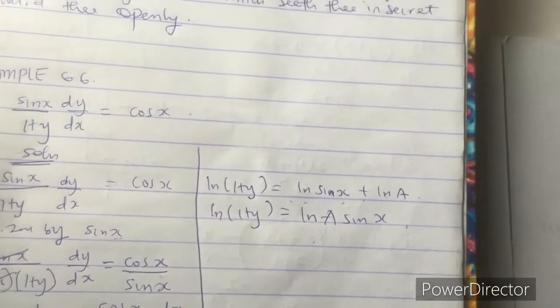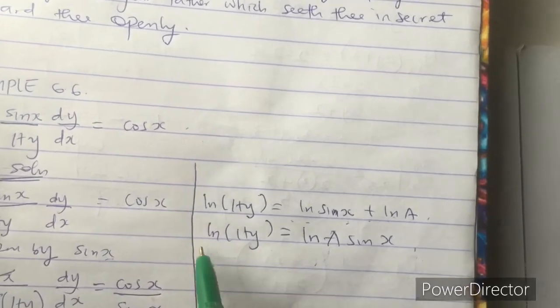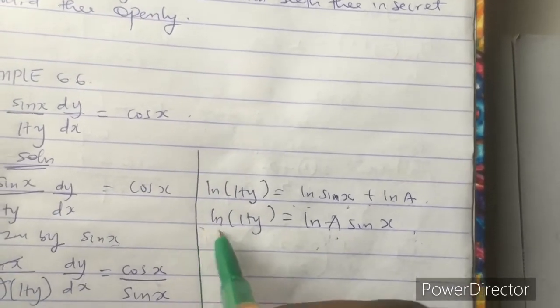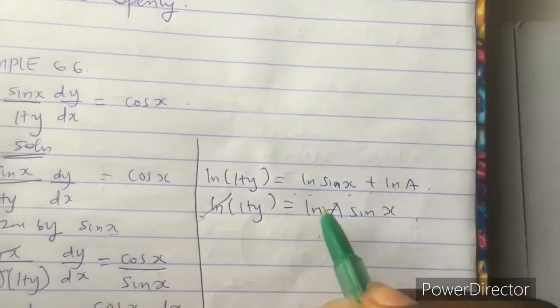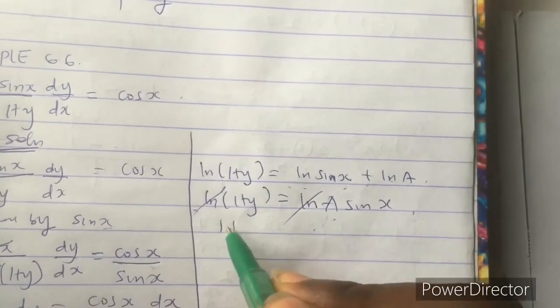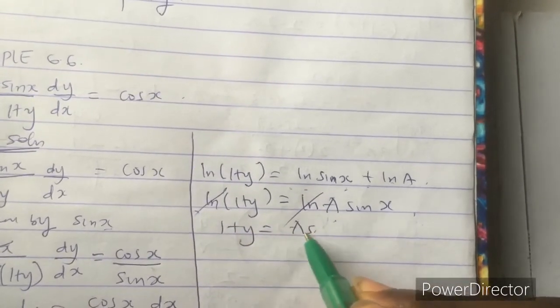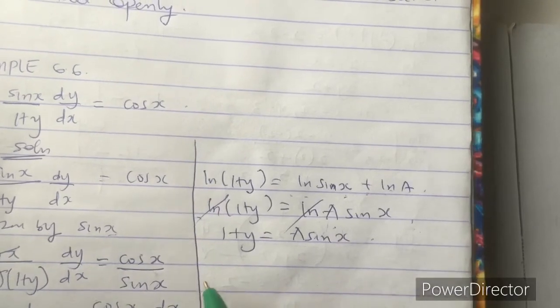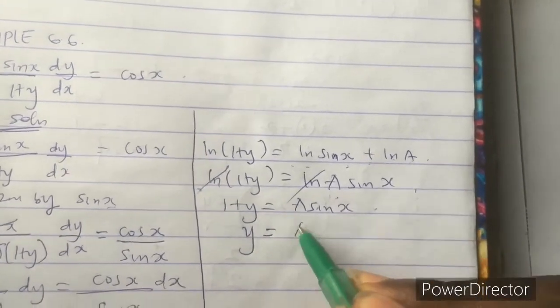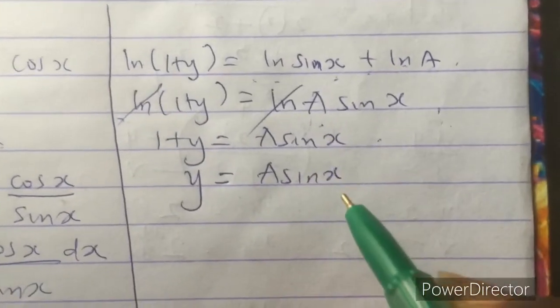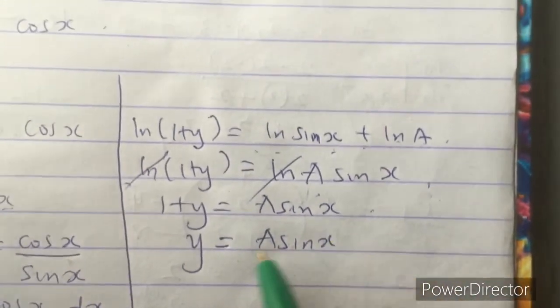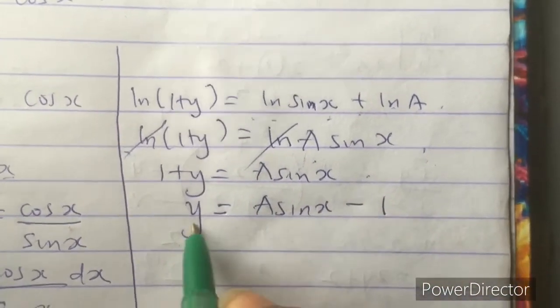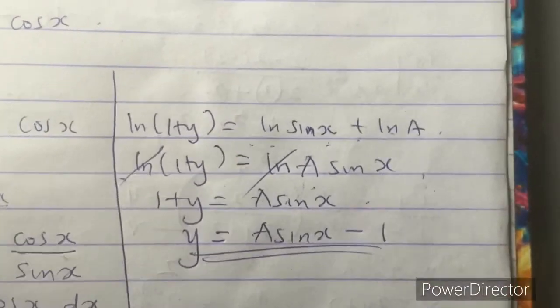And let's just continue by saying, if you remove the ln from both sides, your ln will cancel each other, and that will be 1 plus y equals a sin x. Now we are getting our y, which is equal to a sin x minus 1, and that will be our final answer.